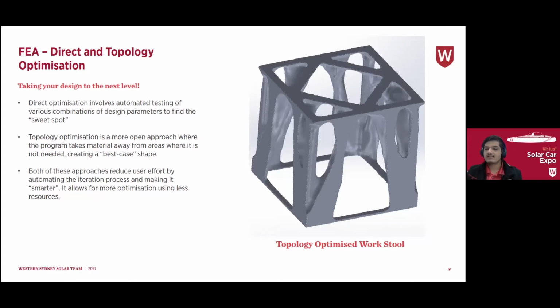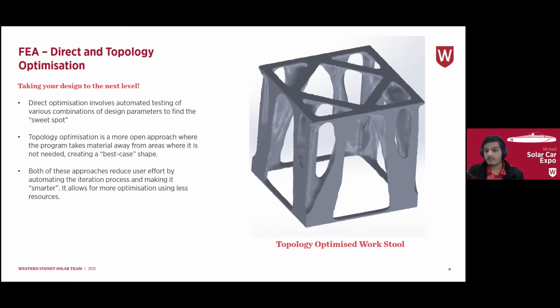In this, you can set similar constraints and goals, but instead of specifying parameters, what you do is you input a vastly excessive design. And through various rounds of FEA analysis, it will automatically remove material in strategic areas to meet your set goal. In this example, we have a topology optimized work stool, and you can see we started off as a big cube, and we specified we only wanted 10% of the material to remain, and we wanted to sustain these loads with this factor of safety. And this was the final shape that it came up with.